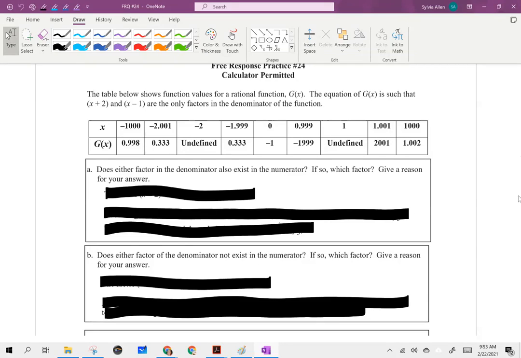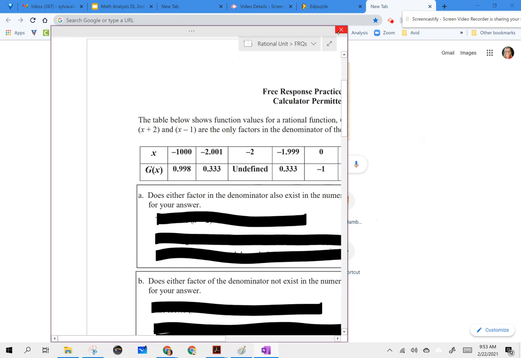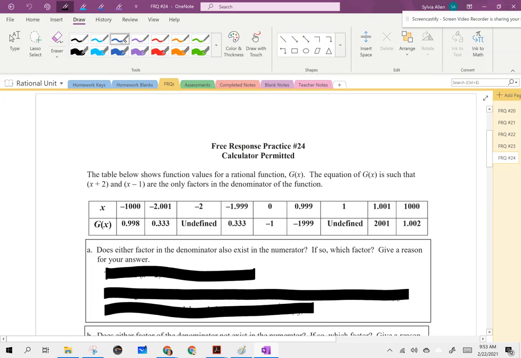All right, so we're going to talk about free response practice number 24. It says the table below shows function values for a rational function g of x. The equation of g of x is such that x plus 2 and x minus 1 are the only factors in the denominator. All right, so let me just grab this right here. Pay attention to that information.